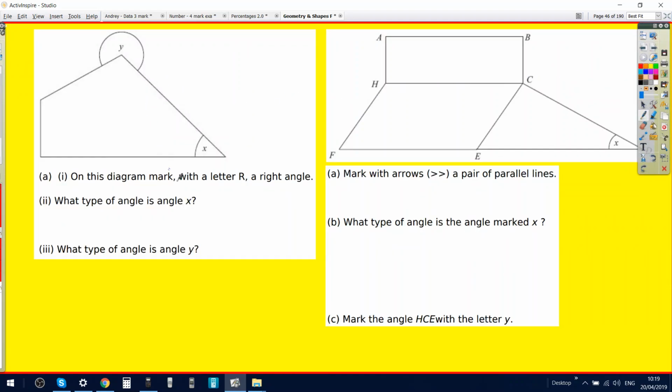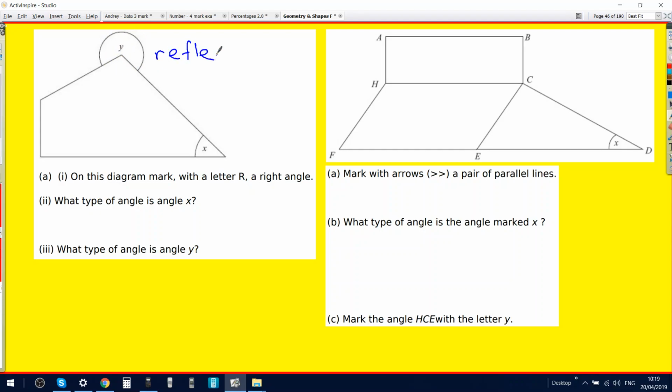Yeah. Angle Y. What type of angle? Is it obtuse? No, because it's even bigger than 180. Oh, I'm not sure. So this is like a person's knee. Doctor hits it and his leg swings around.